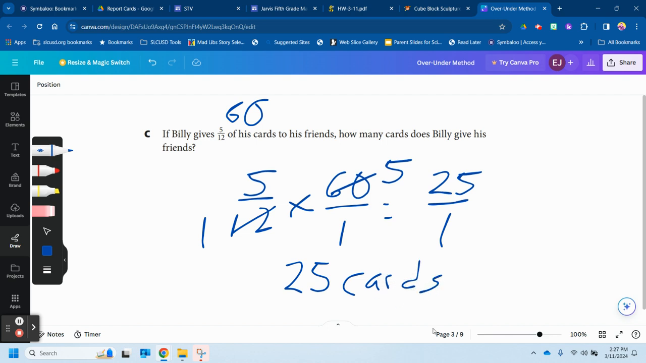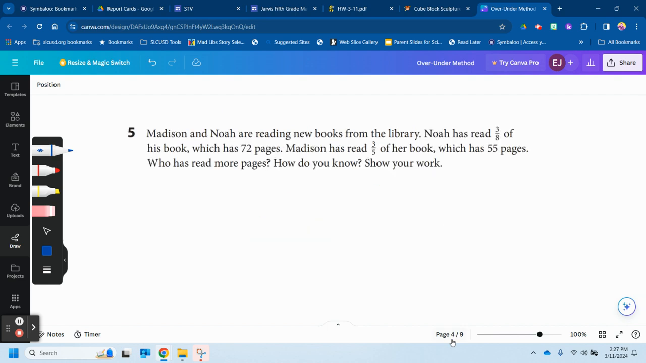Okay, let's move on a little more quickly here. Just kind of a quick review, and I'll get that secret word out to you. So Madison and Noah are reading new books from the library. Noah read 3/8 of his book, which has 72 pages. Madison read 3/5, which has 55 pages. So I think 3/8 is a little less than half of 72. 4/8 would be half. 3/5 is more than half, and by a greater amount, more than half of 55 pages.